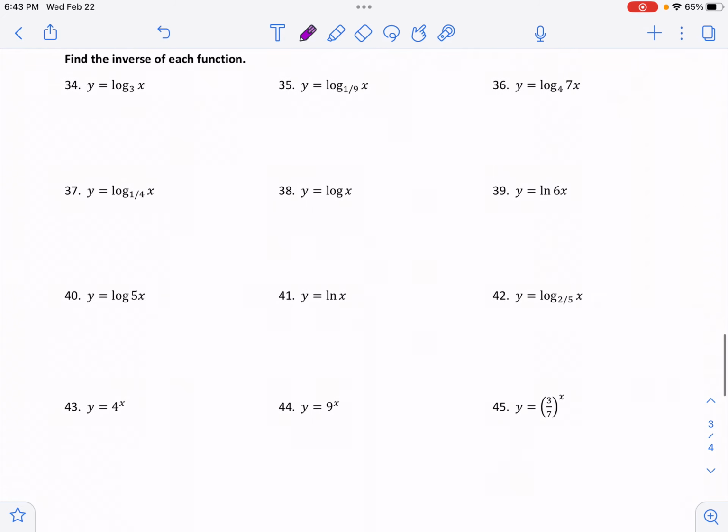But now we're going to go ahead and look at the very last section, which says find the inverse of each function. Now, hopefully you recall from our last unit that when we find an inverse, we begin by switching the x and y. So on 34, instead of thinking of this as a y equals problem, I'm going to think of it as x equals the log base 3 of y. Well, now I would like to get the y alone, which means I'm going to have to rewrite this problem.